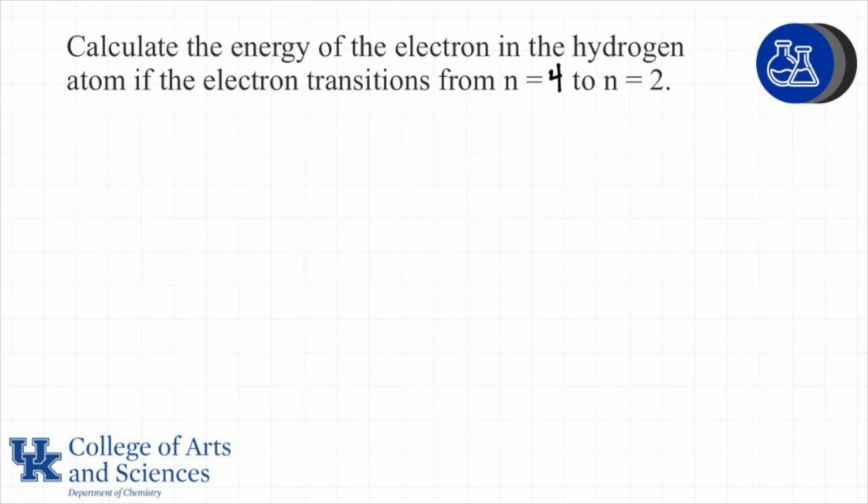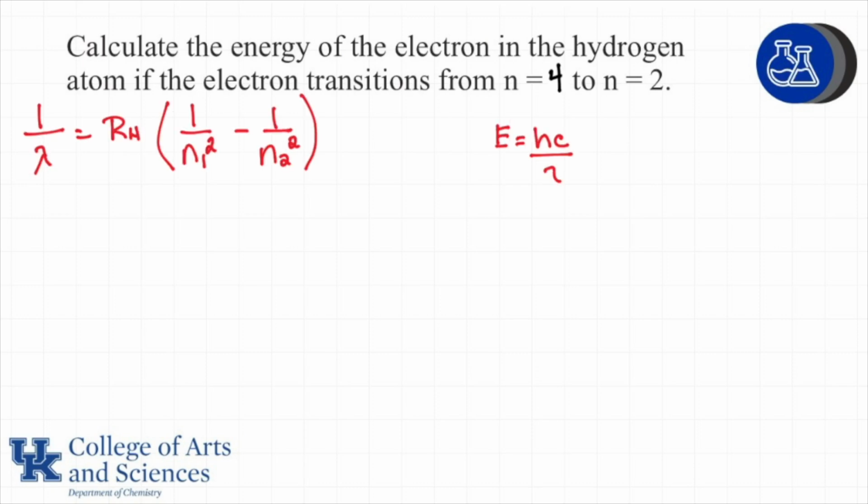Calculate the energy of the electron in the hydrogen atom if the electron transitions from n equals 4 to n equals 2. We're still going to need the Rydberg equation, but we're also going to need to find the energy, and so we'll need to use E equals hc over lambda because that's the relationship between wavelength and energy.